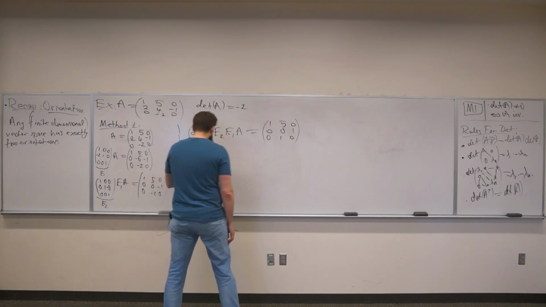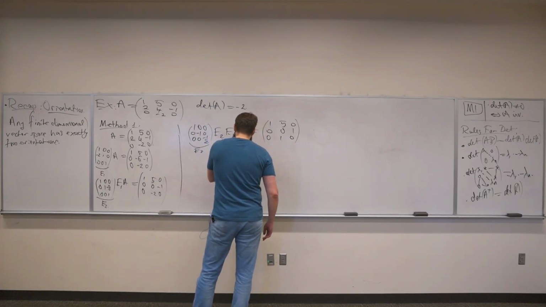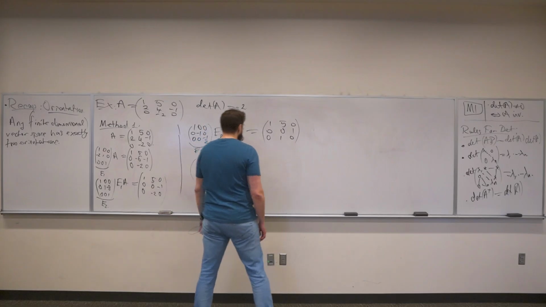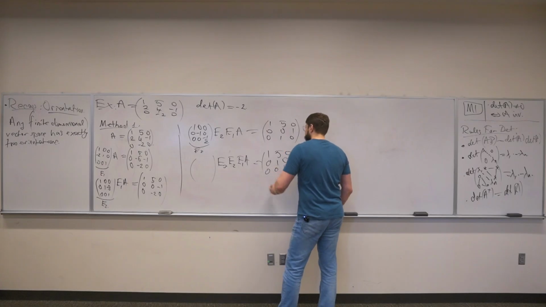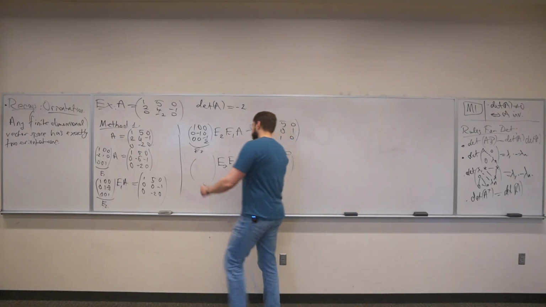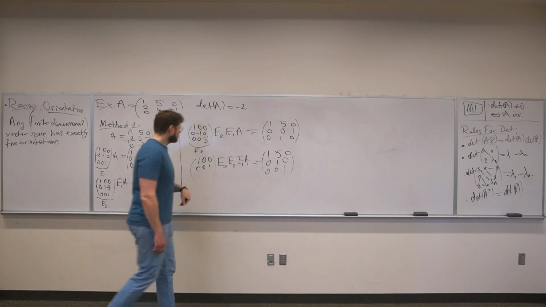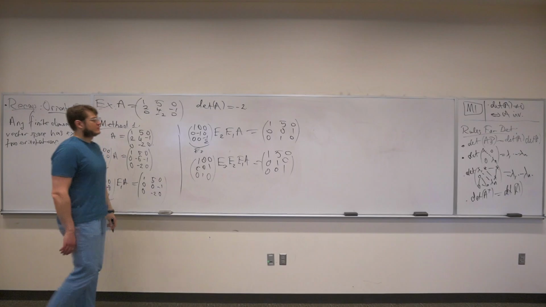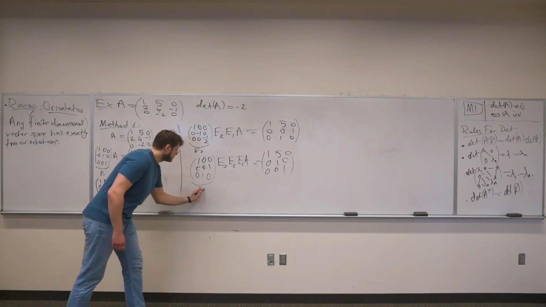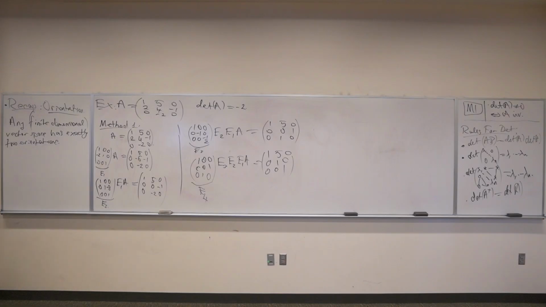So let's do one more. E3, E2, E1A. I'm going to have a 3 by 3 here. And ultimately, I want to be left with 5, 0, 0, 1, 0, 0, 0, 1. Interchanging these two. Didn't do anything with the first row. For the second row, take the third row. Okay? And for the third row, take the second row.